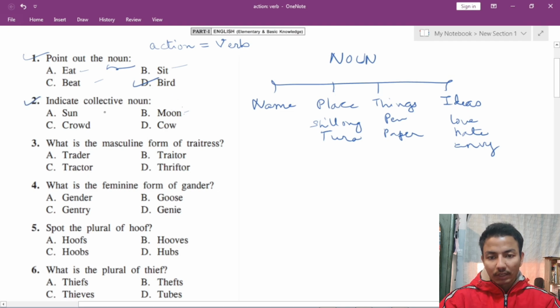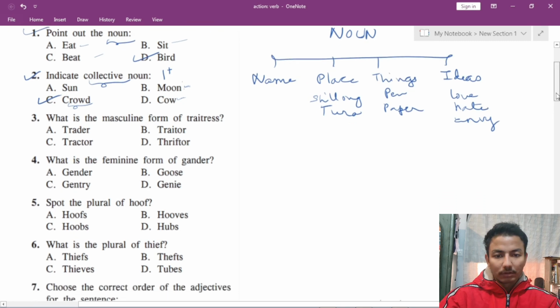Question number 2, indicate the collective noun. In simple words, a collective noun is anything that is more than one. So sun, moon, and cow. Here sun is only one, moon is also only one, and cow, we are talking about only one cow, so it is not a collective noun. But crowd is a collection of people, and it has more than one person. That is why the correct answer here is C, crowd. Another example of collective nouns are a bouquet of flowers or a dozen pens. These are all collective nouns. Okay, let us move on.